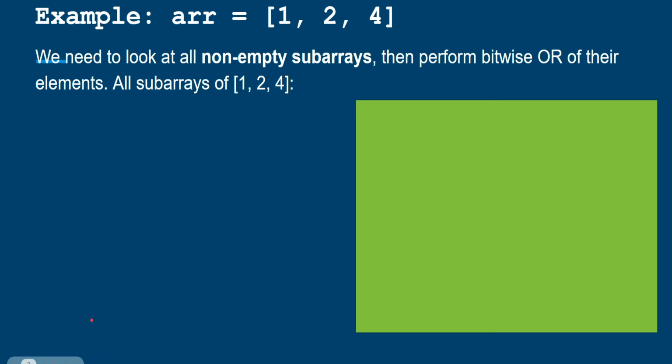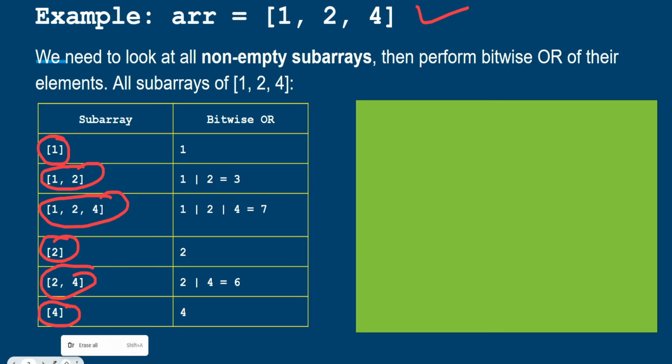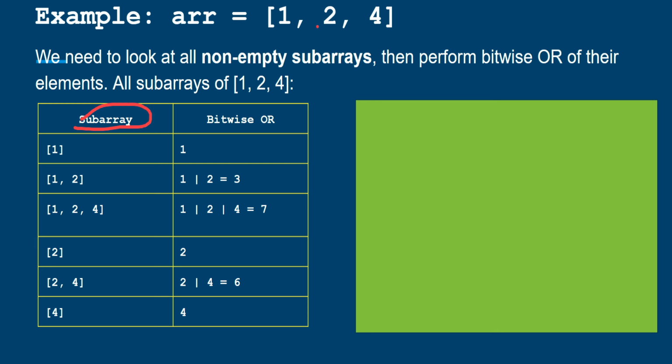Let's represent all the possible subarrays that are non-empty. Non-empty means we can keep one element, two elements, or all 3 elements. So these are the possibilities: if we take 2, 2, 4, and 4, all these individuals we can represent as subarrays from the given array. Now, if we take the bitwise OR, there is only one element in this subarray. If there is only one element, it will become what?